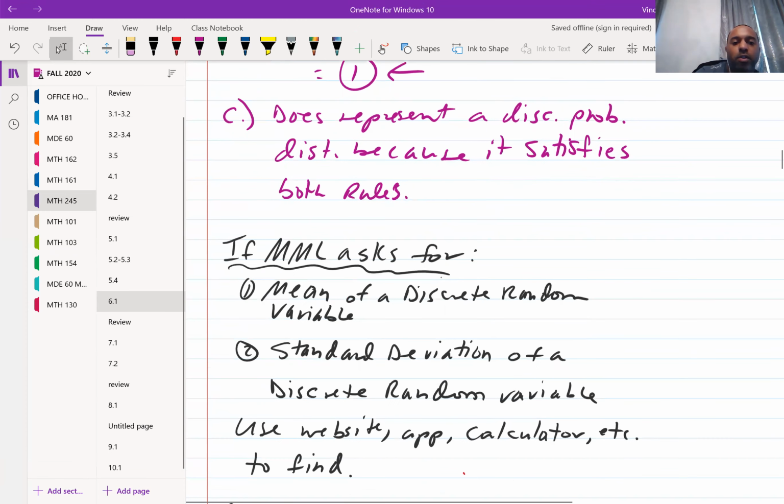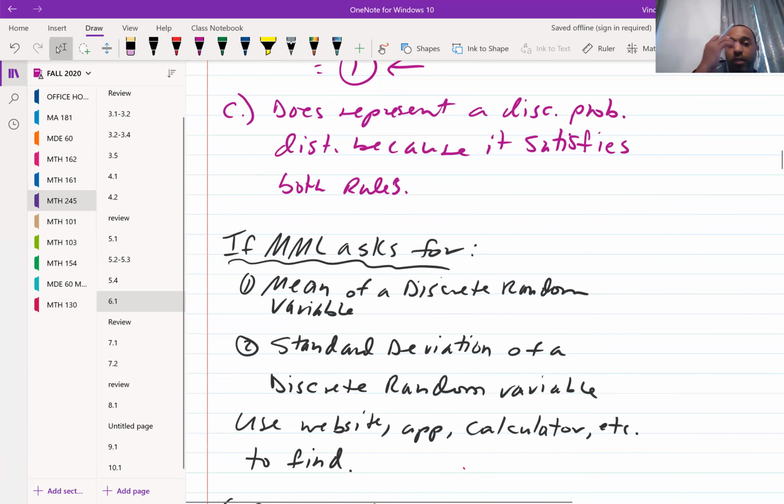All right. So now this last thing before we go to 6.2: if MyMathLab asks for the mean of a discrete random variable or the standard deviation of a discrete random variable, I don't know if you remember before, I asked you to use a website, app, or calculator to find it. Just do the same thing for those. I'm not going to hold you to the process of finding those.